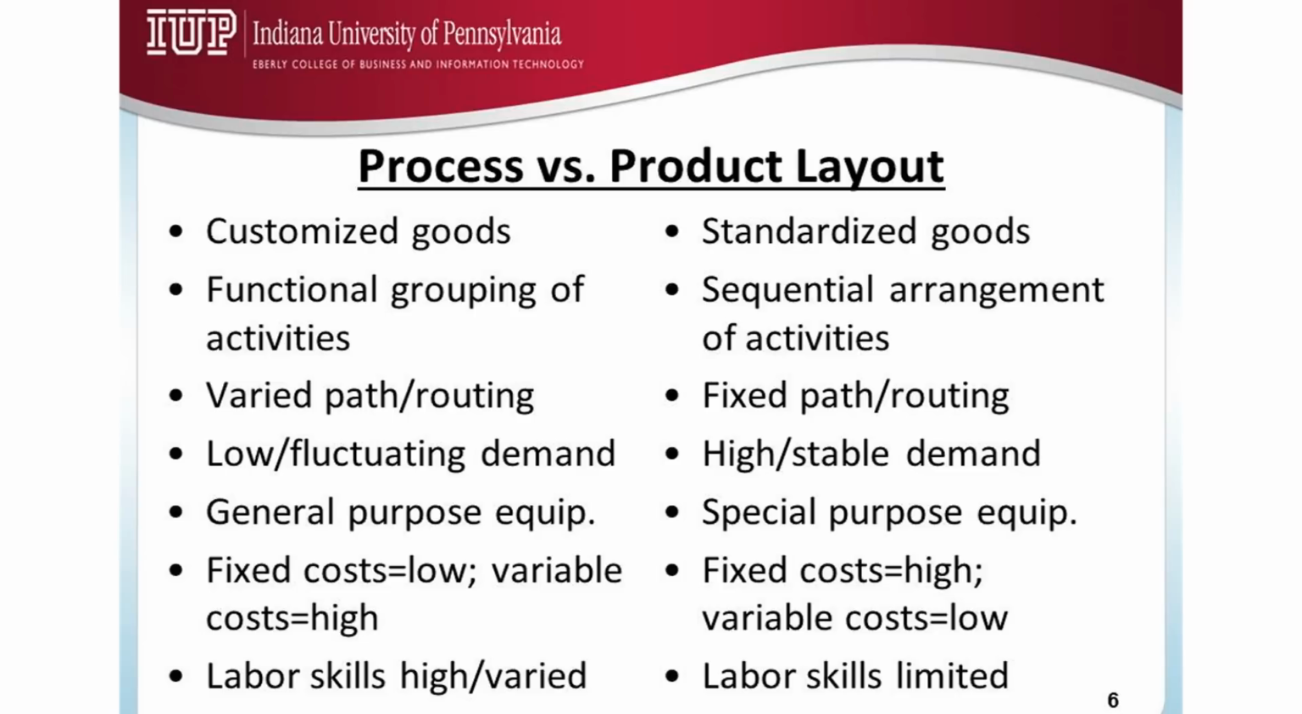But of course, the product line was only one. He did not make different kinds of products. The last bullet, the labor skills required in a process layout are much higher and much more varied as compared to the product layout, where most of the assembly line workers are working on one workstation and they're focusing on one thing. It is monotonous, unfortunately, in most assembly lines, but the skill level required is not as high as in a process layout.